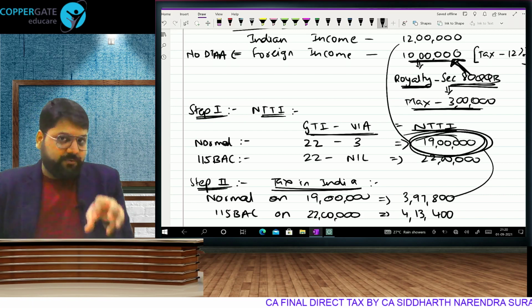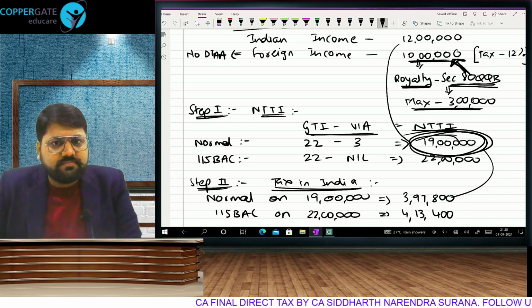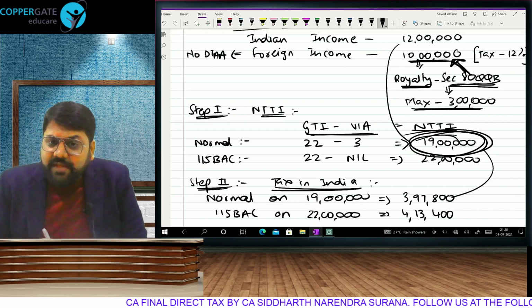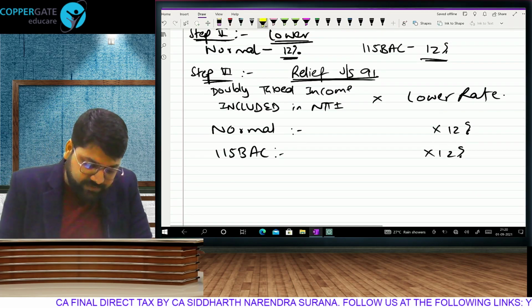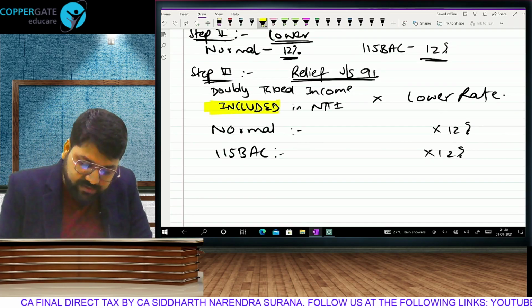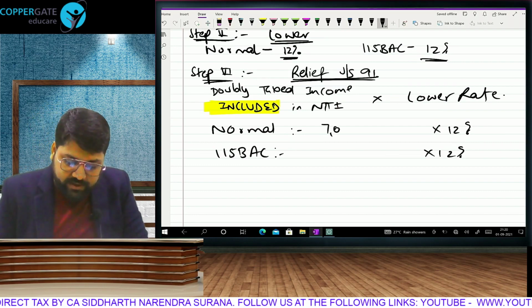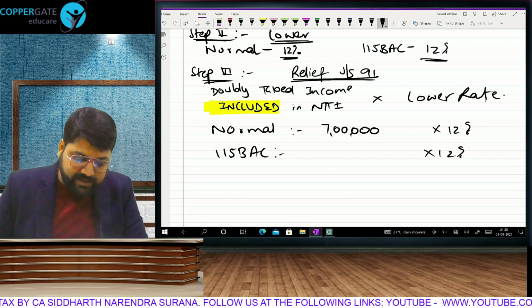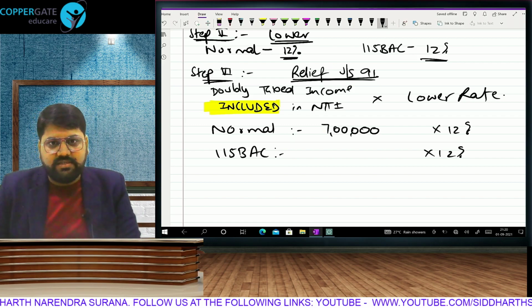And think about it. If you have taken deduction, that means in India on that 3 lakh, have you paid tax? And if you have not paid tax, that means that much amount has not been doubly taxed. Look at this word, doubly taxed amount, which is included in your NTTI. You have to take that amount. Accordingly, the relief here will be calculated only on 7 lakh rupees. Is this understood?